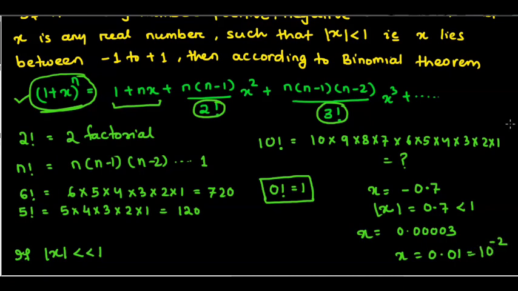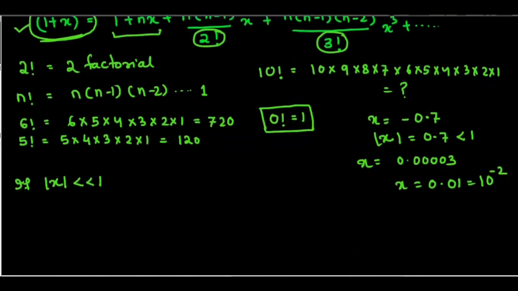So remember that if you take a value less than 1, and if you find the square of that number, x square will be 10 to the power minus 4, that is equal to 0.0001. Now tell me, which one is smaller? X is 0.01, x square is 0.0001. Obviously, x square is less than x.